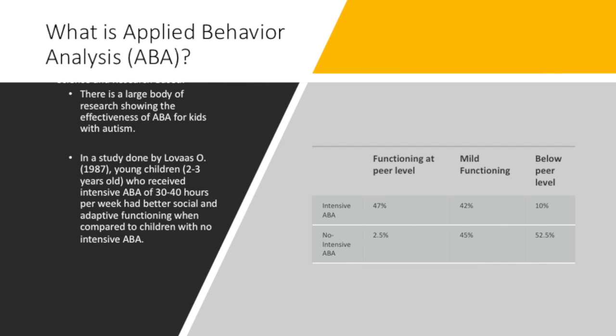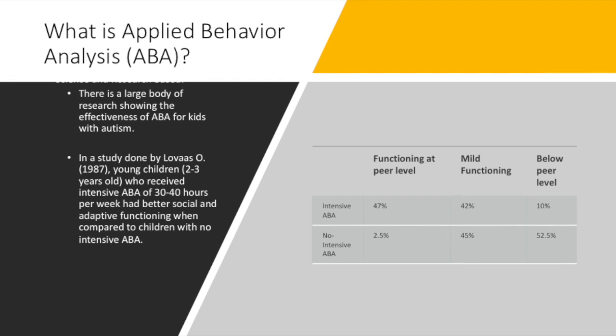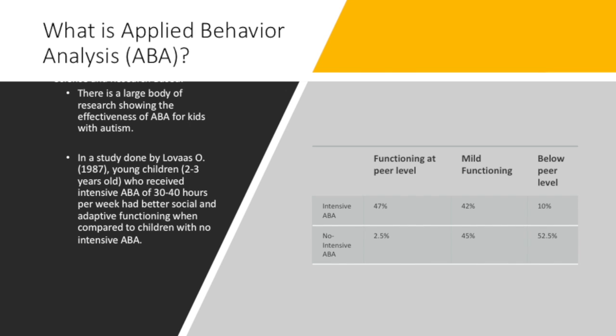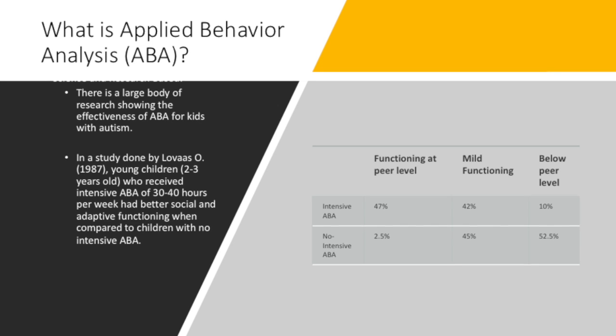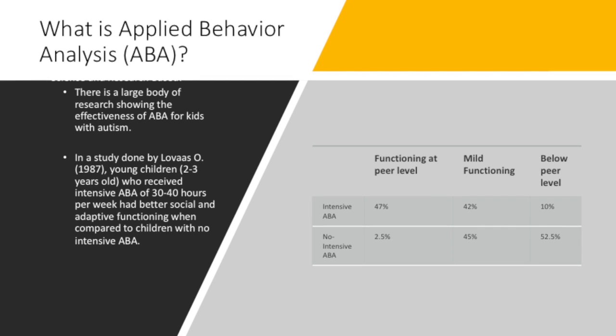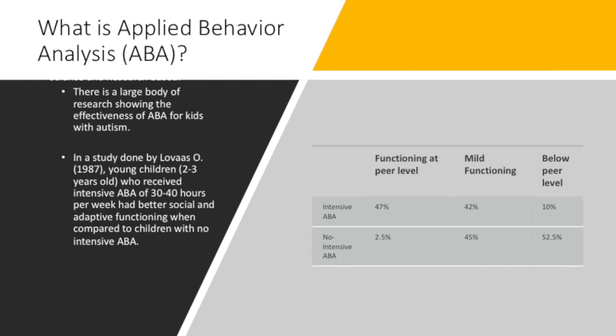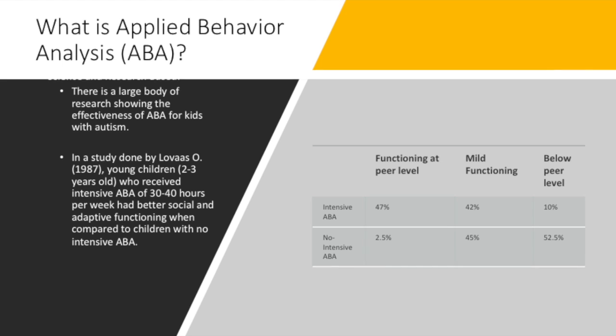In this graph, you'll see one of the studies done by Lovaas. Young children between the age of 2 to 3 years old who received intensive ABA, intensive meaning 30 to 40 hours per week, had a better social outcome and adaptive functioning when compared to children that received no intensive ABA, right? So if you look at this graph right here, intensive ABA, out of about 30 kids, 47% started functioning at their peer level.